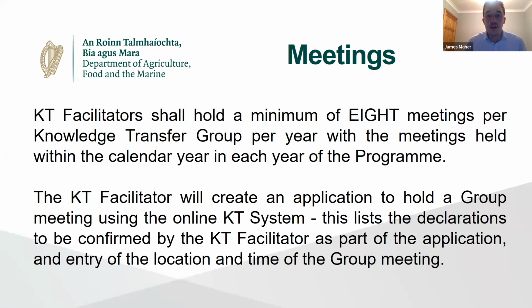Again, just to recap, there will be a minimum of 8 meetings per year per knowledge transfer group, and the meetings have to be held within the calendar year, so by the end of December, in order to count towards that year. In order to host a meeting, the knowledge transfer facilitator will have to create an application to hold a group meeting using our online KT system, and that will confirm the location and time of the group meeting, just to facilitate any inspections that might have to take place. The timelines for cancelling or changing meetings are all set out in detail in the terms and conditions document. Next slide, please.